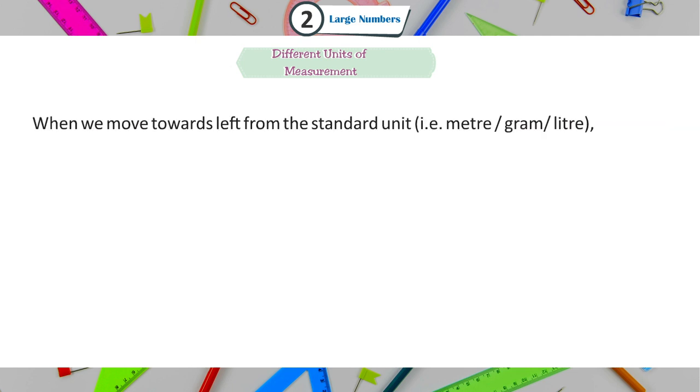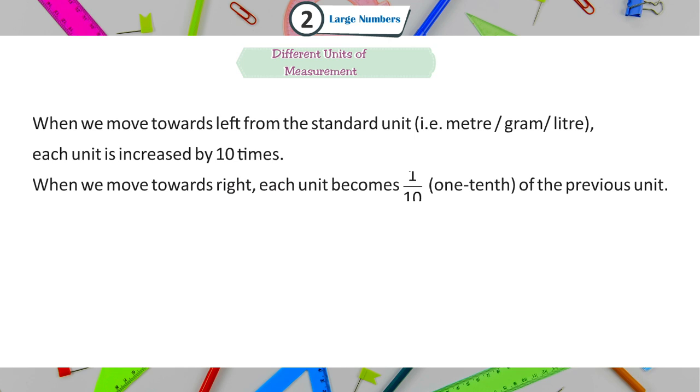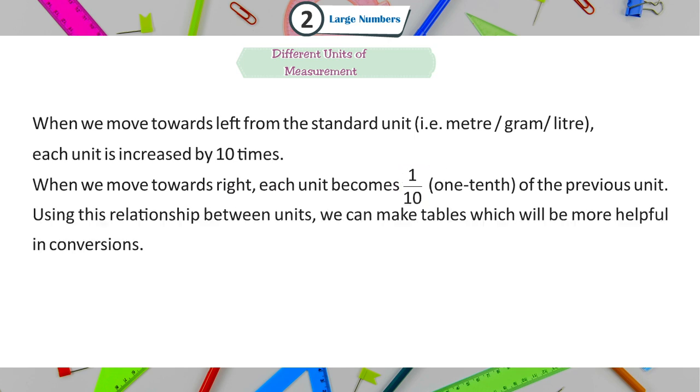When we move towards the left from the standard unit, that is meter, gram, liter, each unit is increased by 10 times. When we move towards the right, each unit becomes 1/10 of the previous unit. Using this relationship between units, we can make tables which will be more helpful in conversions.